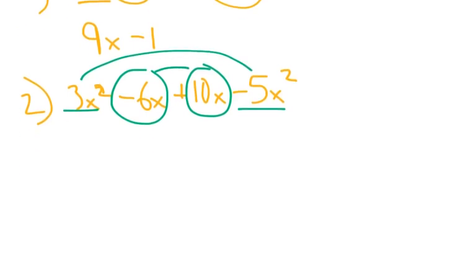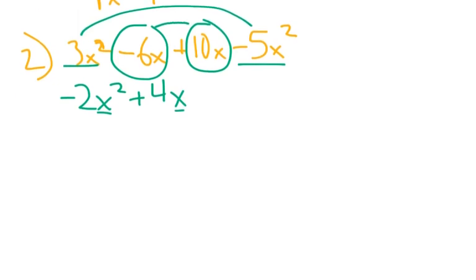So same idea. I have 3 of something, and then there's negative 5 of them. I combine them. I end up getting negative 2x squared. And then I have negative 6x and 10x for positive 4x. And then that's it. We've simplified it as far as it can go. These are not like terms, the x squared and the x, so I can't go any further.